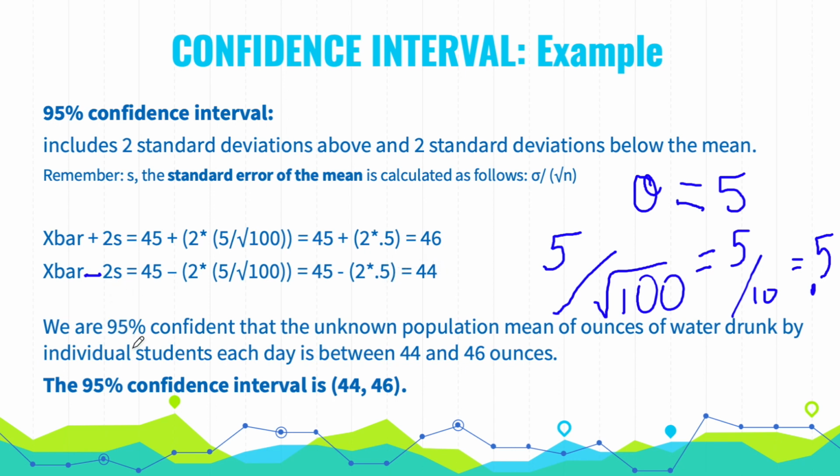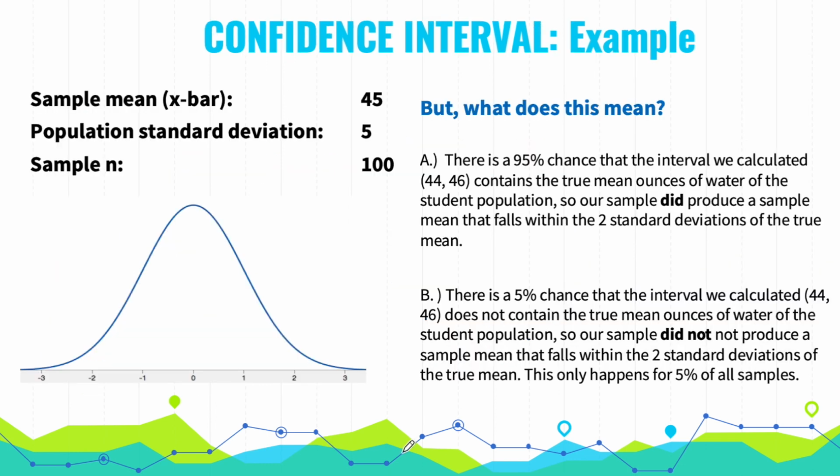We are 95% confident that the unknown population mean of ounces of water drunk by individual students each day is between our lower number, 44 ounces, and our higher number, 46 ounces. You can also write it this way: that 95% confidence interval is, and you put in your range within parentheses, (44, 46).